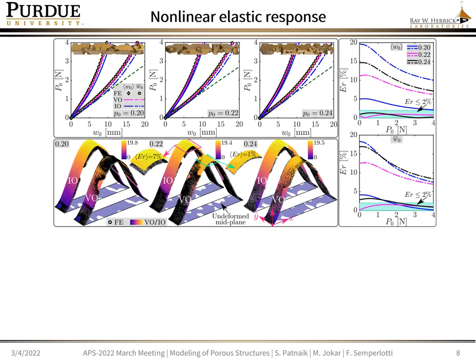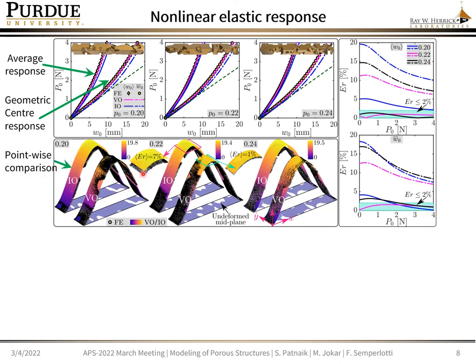Now this is the response of the porous beams which we obtained from the analysis I mentioned previously. So we compared the average response for a global comparison, and we also compared the response of the geometric center for a more strong comparison. Further, we also compared the full field deformation field. As you can see, the variable order model is highly accurate, as also reflected in the error. So the solid lines over here correspond to the error in the variable order approach, while the dotted lines correspond to the error in the rule of mixtures approach.